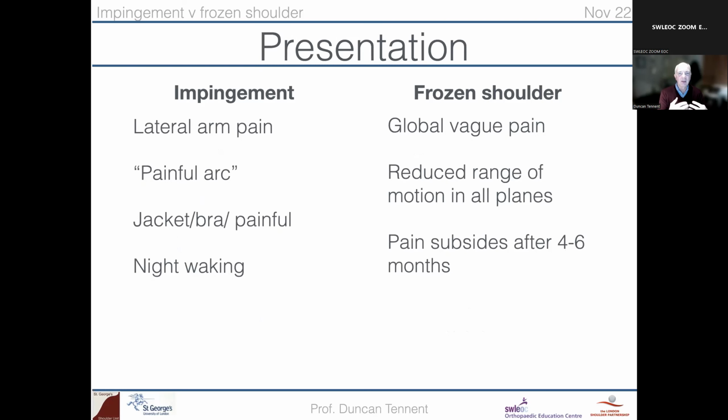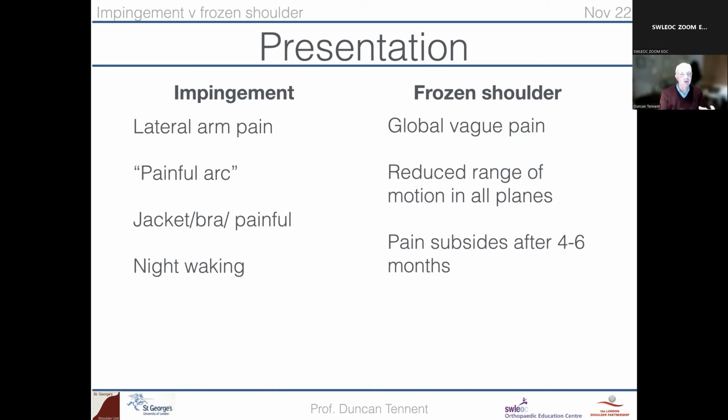So they can present very similarly, but there are some fundamental differences. With impingement, you get this lateral arm pain. They come in rubbing the arm going, I've got arm pain. They describe pain when taking off a jacket, classically doing a bra, sometimes sleeping, and it's that painful arc. There's always this range in the middle. When I go above it, I'm okay. Below it, I'm okay. But there's that bit in the middle.